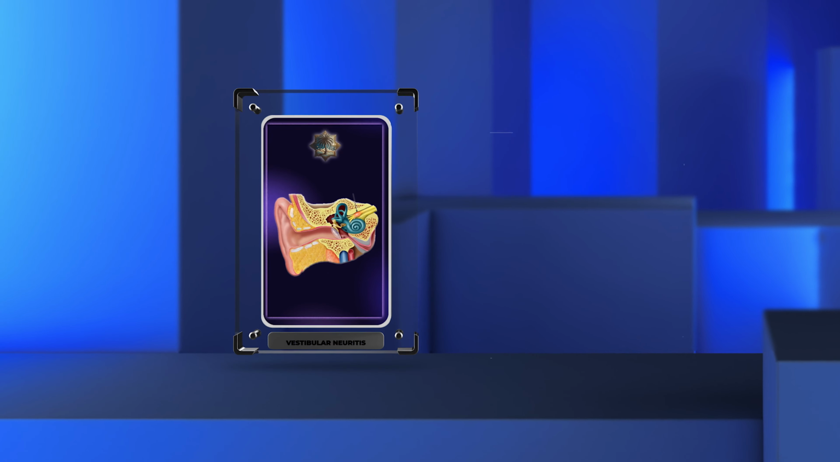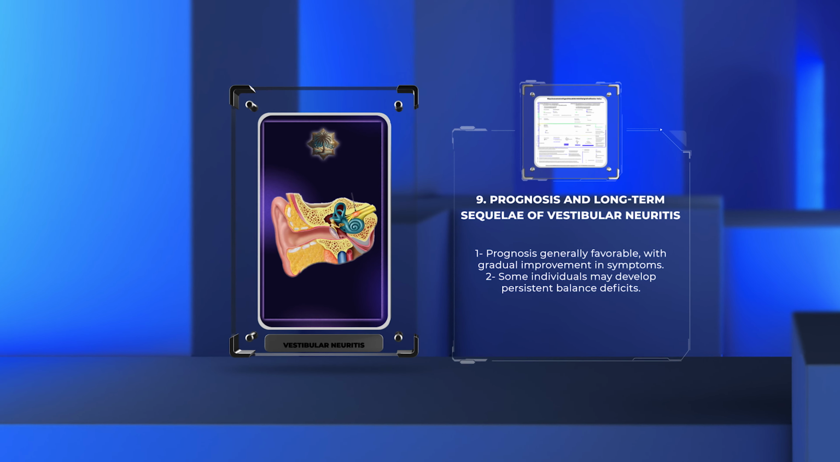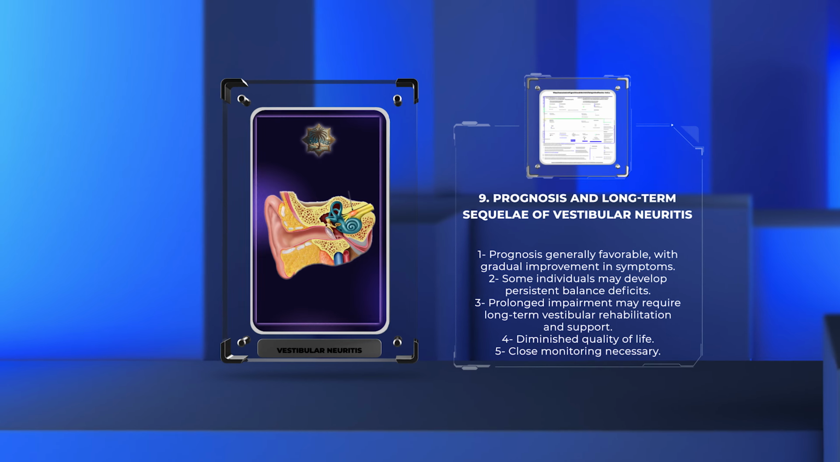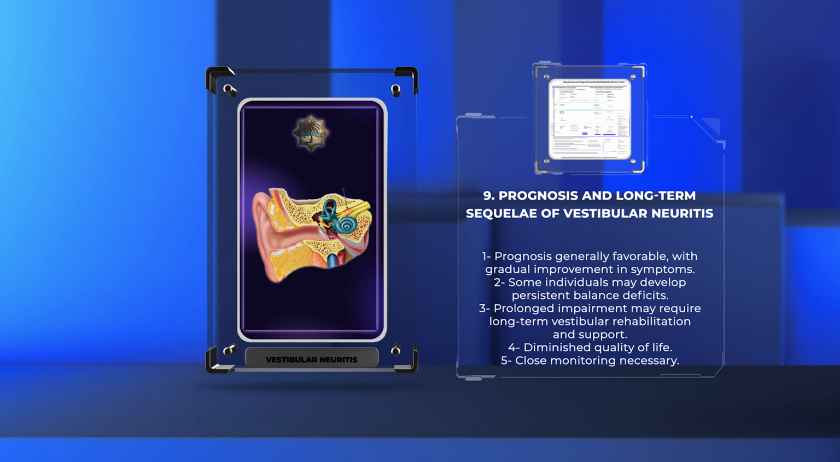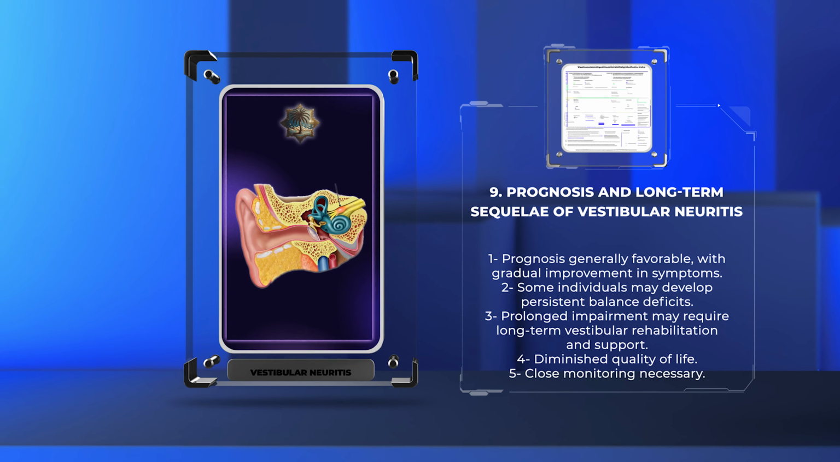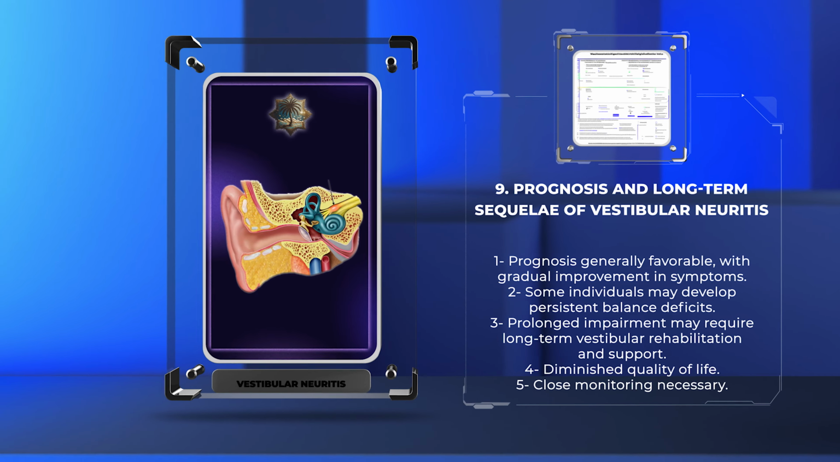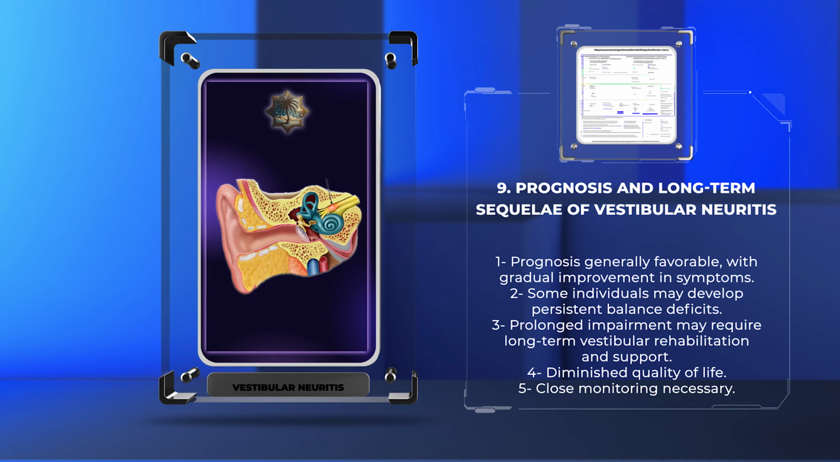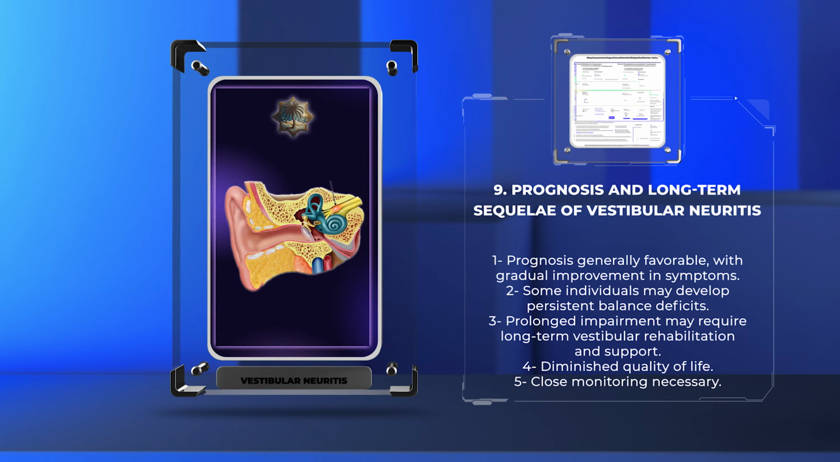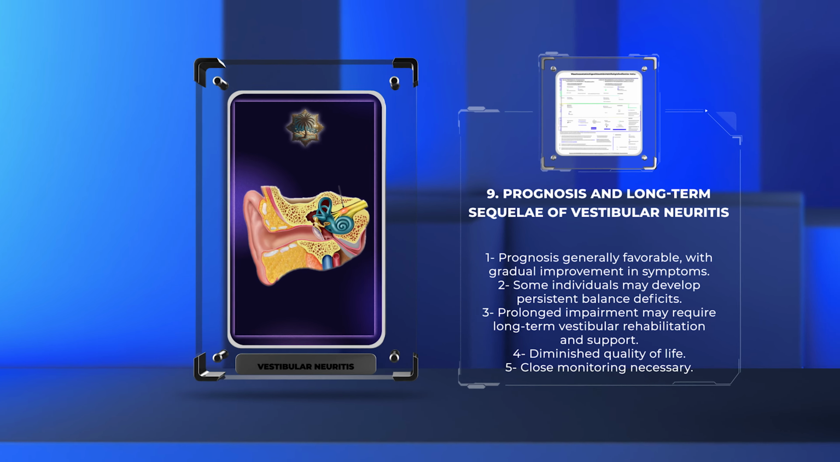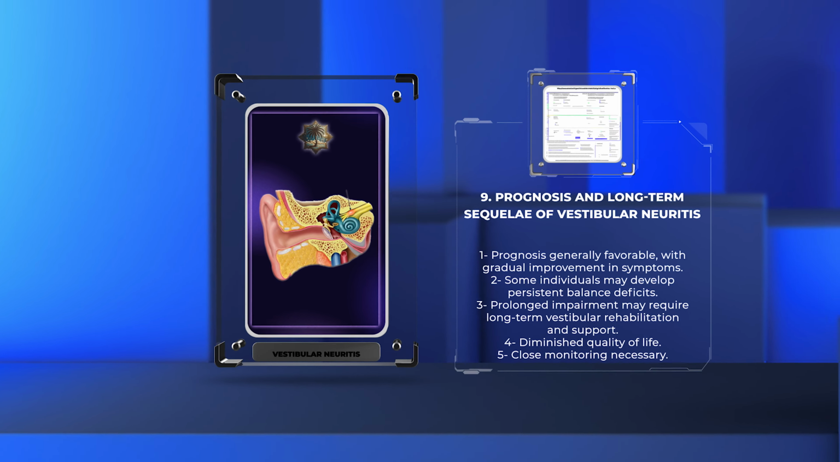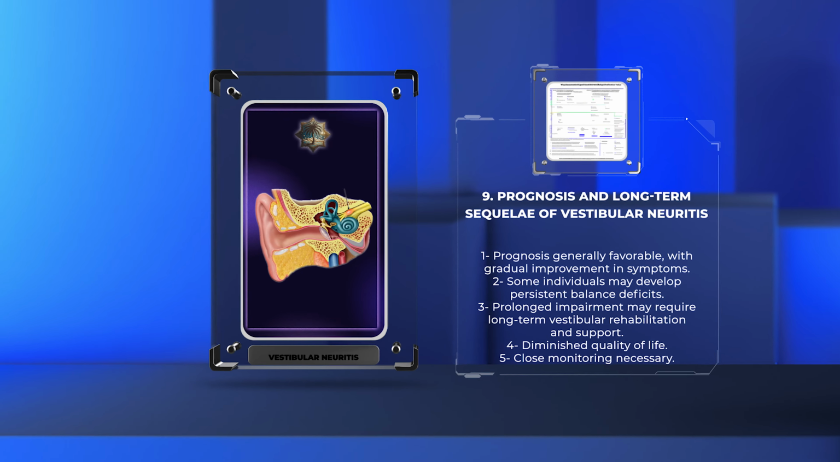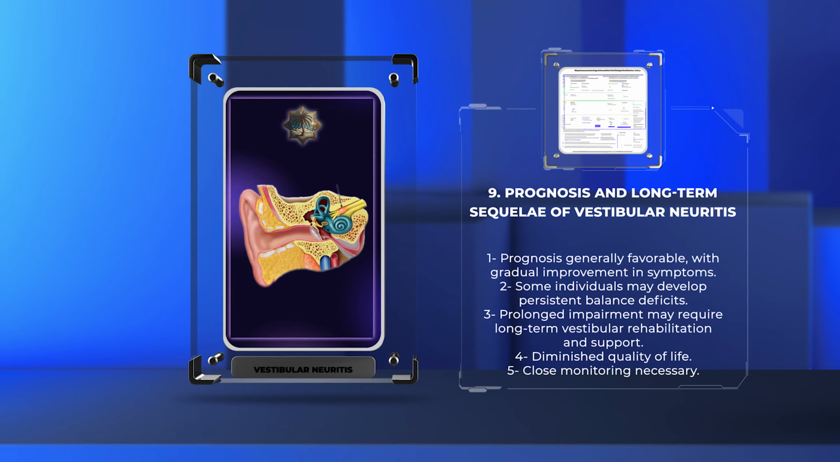9. Prognosis and long-term sequelae of vestibular neuritis. The prognosis of vestibular neuritis is generally favorable, with most patients experiencing a gradual improvement in symptoms over weeks to months. However, some individuals may develop persistent balance deficits, leading to functional impairment and decreased quality of life. This prolonged impairment may necessitate long-term vestibular rehabilitation and ongoing symptomatic support.